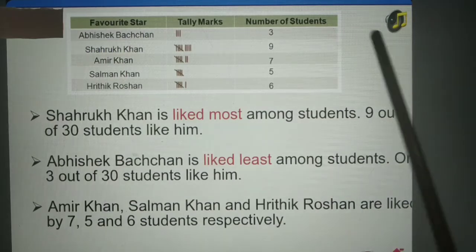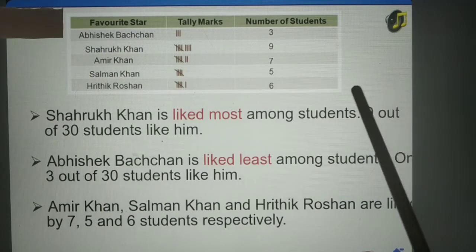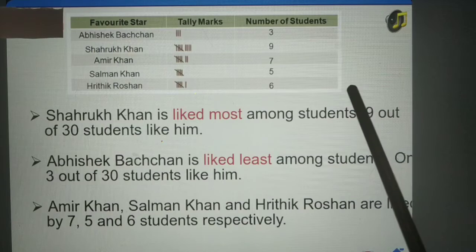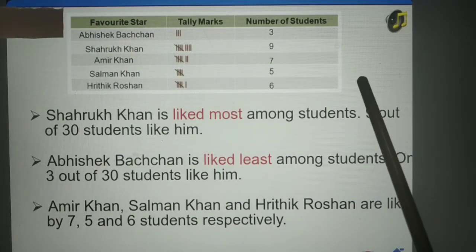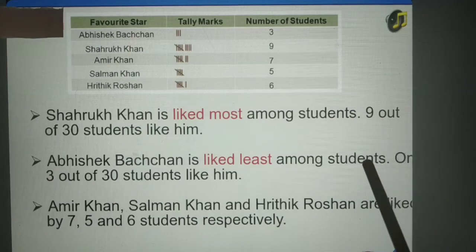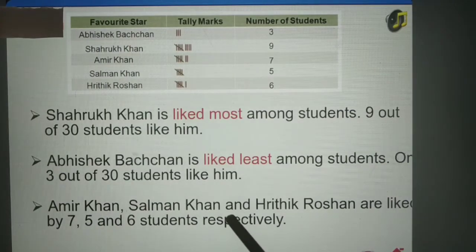Alright, so such kinds of observations, so many questions and so many answers we can get from such a tabular form. But this is organized data. Only then can we find out some conclusions. And see here, Amir Khan, Salman Khan and Hrithik Roshan are liked by 7, 5 and 6 students respectively.